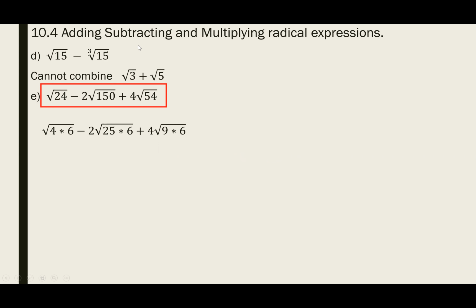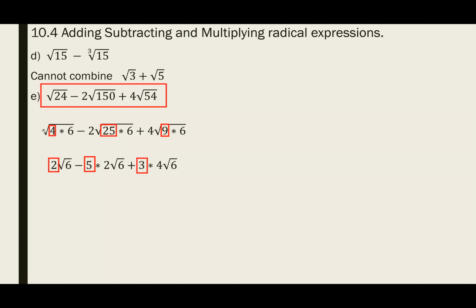ask yourself, what is the remainder if you take out the perfect square? And again, for 4, the perfect square is 2. For 25, the perfect square is 5. And for 9, the perfect square is 3. So this is what I took out, right? The perfect square is 4, so I took out 2. The perfect square is 25, I took out 5. The perfect square is 9 on the inside, so I took out 3.